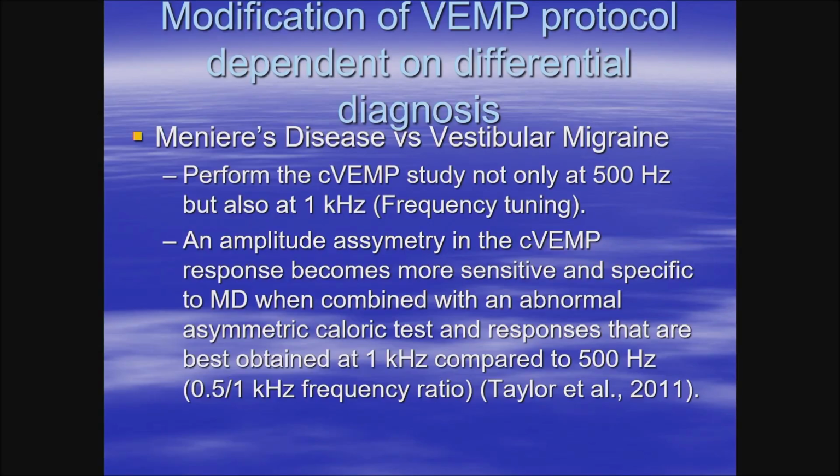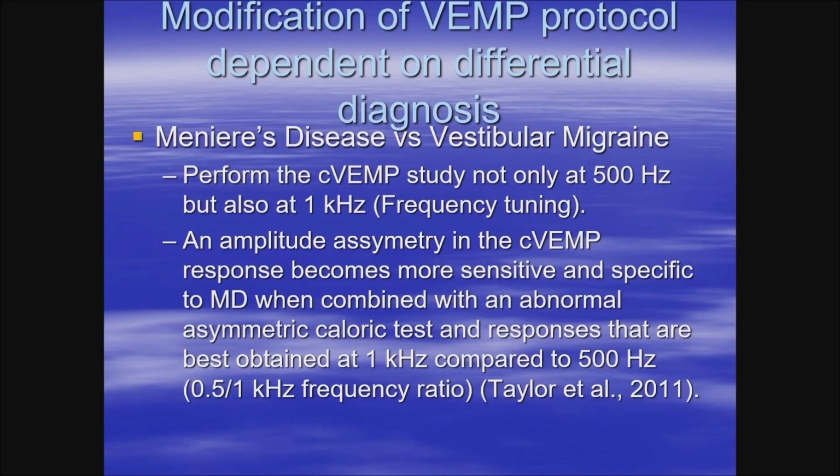In other words, think of Meniere's disease as an asymmetric disease, whereas vestibular migraine tends to be more symmetrical. Also, this becomes more valid if you combine it with an asymmetric caloric response. If you have an asymmetric caloric response and an asymmetric VEMP response, then this suggests Meniere's disease. On top of that, if you remember yesterday my talk on the protocol for how to perform cVEMPs, one preferentially uses a tone burst frequency of 500 hertz. This is an example of a case where, depending on the differential diagnosis, you change your protocol to better answer why the patient is being sent to you.